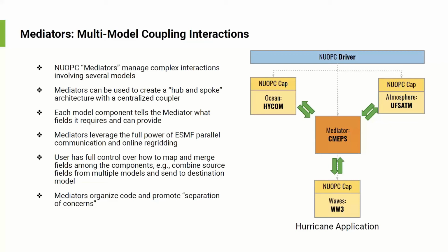The mediators are the final generic NUOPC component. This is a component that allows you to put coupling code related to multiple model components that are communicating into a hub and spoke architecture. This is the classic example of a flux coupler, where you have multiple components sending data in. If the connector option doesn't satisfy your user requirements, the next step is to write a mediator, where you have a lot more flexibility in how the fields are merged and mapped.